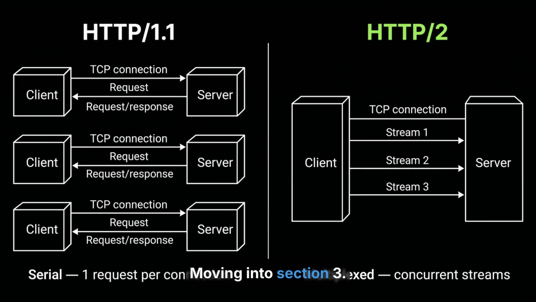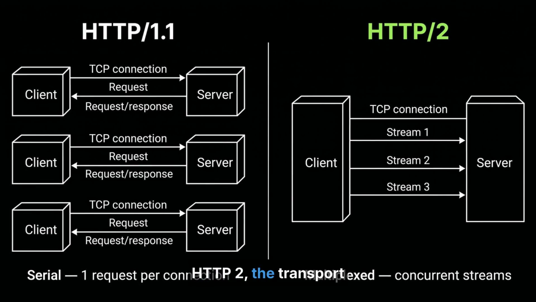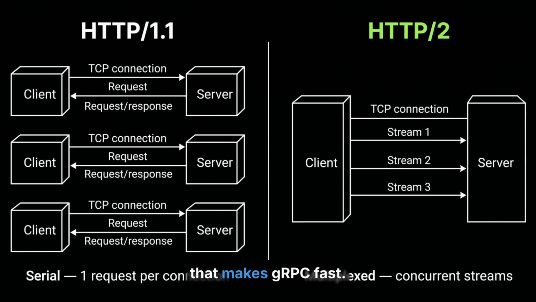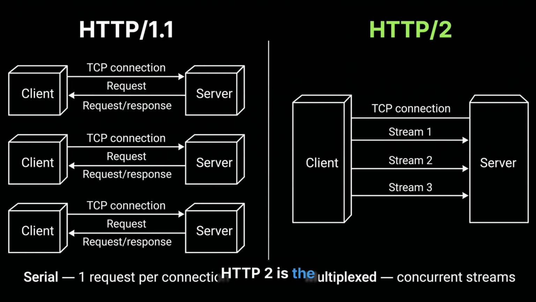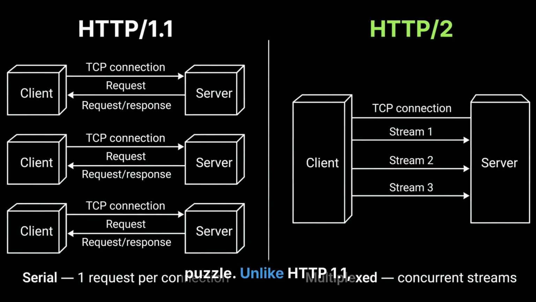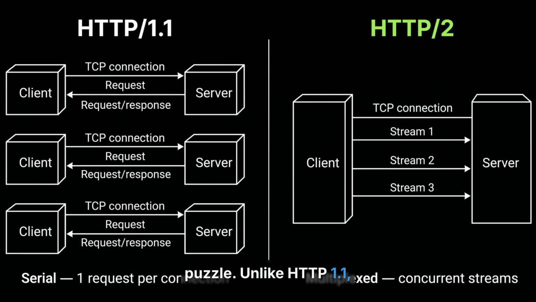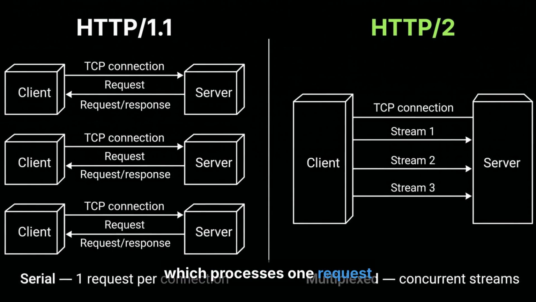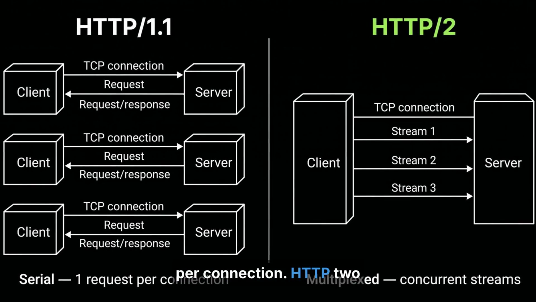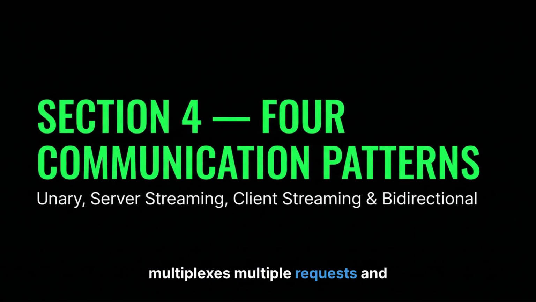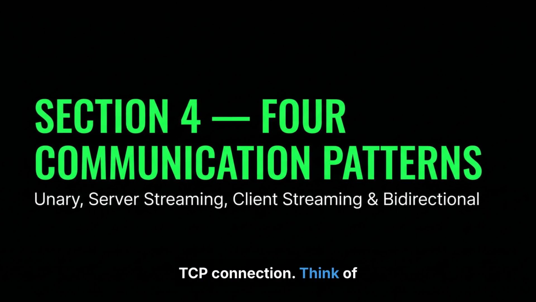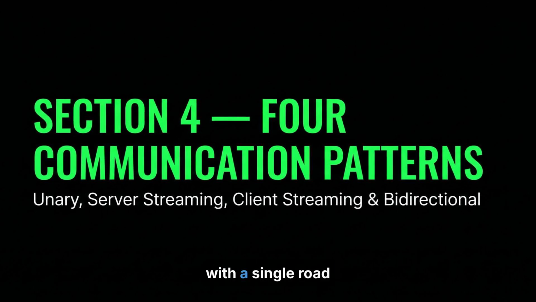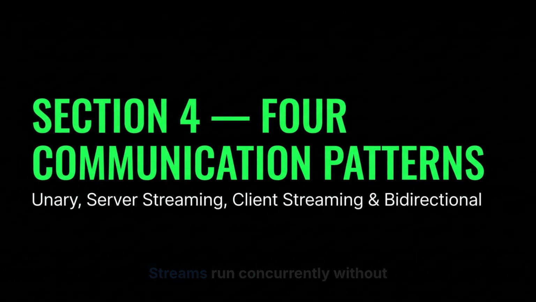Moving into Section 3, HTTP2, the transport that makes gRPC fast. HTTP2 is the second piece of the puzzle. Unlike HTTP 1.1, which processes one request per connection, HTTP 2 multiplexes multiple requests and responses over a single TCP connection. Think of it like a highway with a single road surface but multiple lanes.